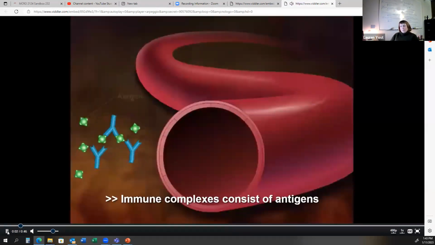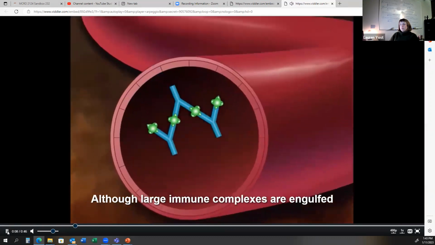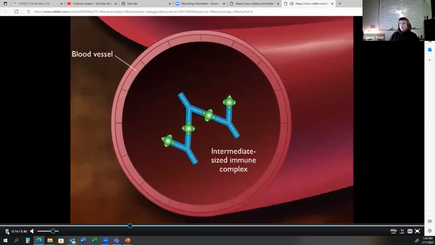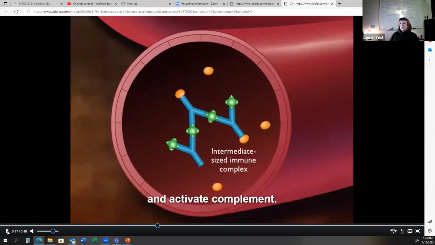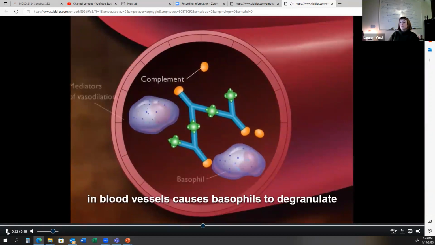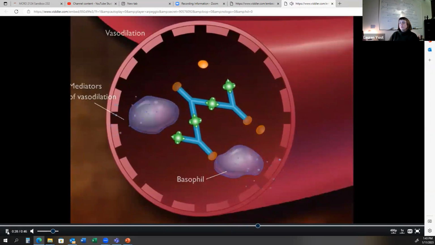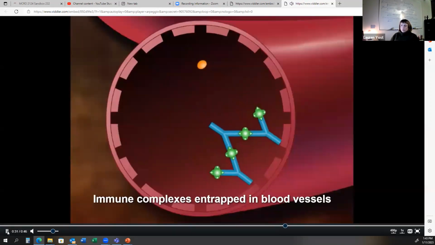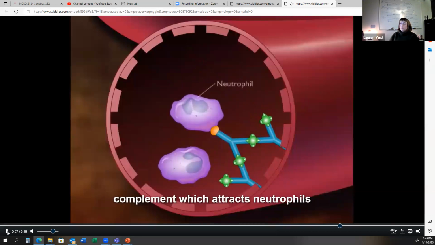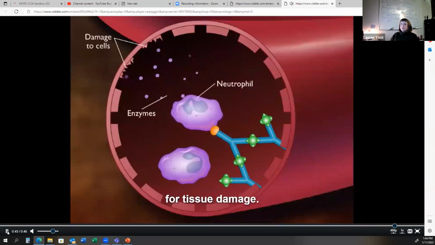Immune complexes consist of antigens and antibodies bound together. Although large immune complexes are engulfed by phagocytes and removed, intermediate-sized immune complexes are not readily removed. These intermediate complexes react with and activate complement. For example, complement activation in blood vessels causes basophils to degranulate, which causes vasodilation. Immune complexes entrapped in blood vessels or other tissues, such as kidney glomeruli, activate complement, which attracts neutrophils and causes them to degranulate. Neutrophils release enzymes responsible for tissue damage.